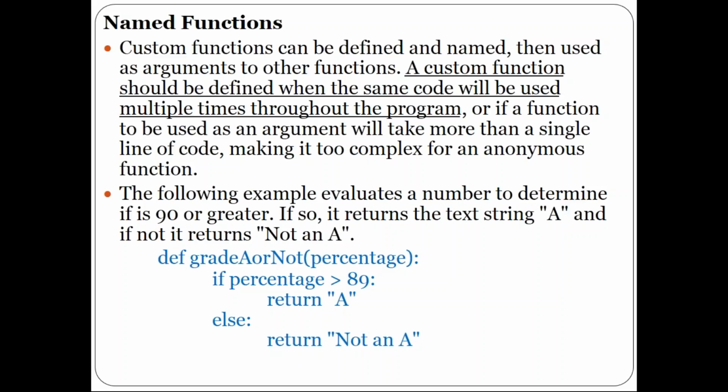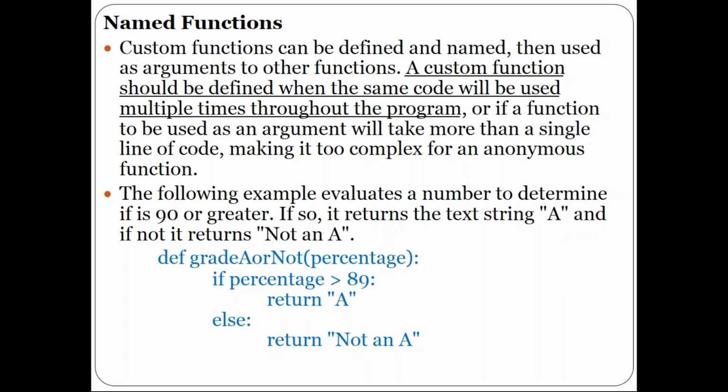In the other case, if a function is to be used as an argument, passing an argument is nothing, guys. I have defined a variable x, I have mentioned a colon, and I started a function. Now this variable x and this function, the function will be passed as an argument to every individual element, considering x as each individual element. Like that, here a function can be used as an argument. Okay, it will take more than a single line of code, making it too complex for anonymous functions.